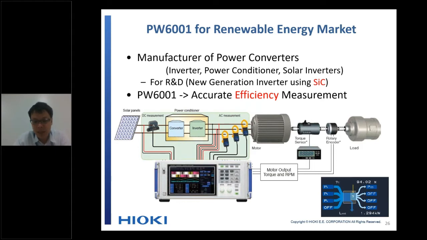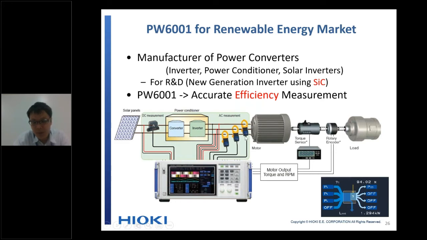However, what is the difference? Our power analyzer is very accurate for measuring efficiency and total efficiency, like this. So this is one of the examples. You can connect the solar power output current and voltage, and it can calculate the power of the power conditioner primary side.